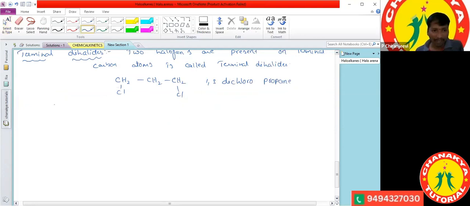And what are the other examples for the dihalides, aromatic compounds? We can write another example here. Let us see, benzene it is there. Two chlorine atoms are present on the benzene ring. What is the name of this one? Kathy, what is the name of the given compound?